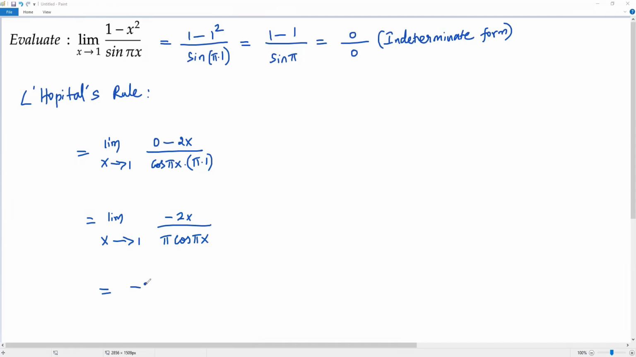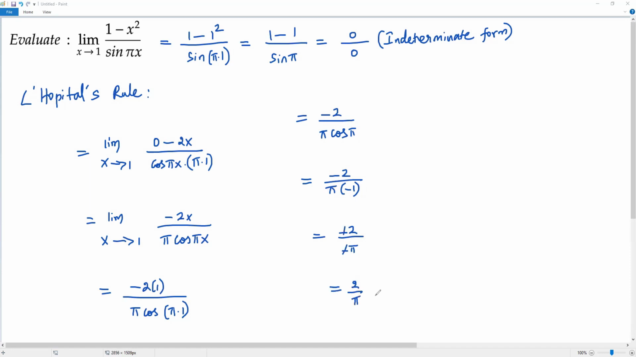Then we get negative 2 times 1 divided by π times cosine of π times 1. Okay, here negative 2 divided by π times cosine of π. Negative 2 over π times the value of cosine π, which is negative 1. Negative 2 over π times negative 1 is positive; this negative will cancel out. I am getting 2 over π. Therefore, the value of the given limit is 2 over π.